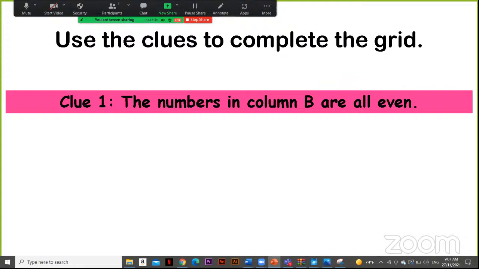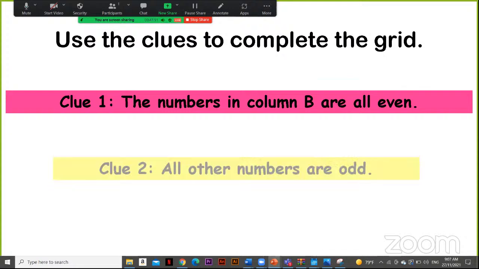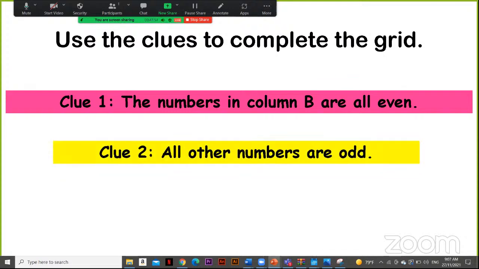All right, not seeing that coming up so far, no problem. I'm still waiting for that. The second clue is that all other numbers are odd. So we're going to talk about even numbers. We're going to talk about odd numbers. Tell me what you know about odd numbers in the chat.